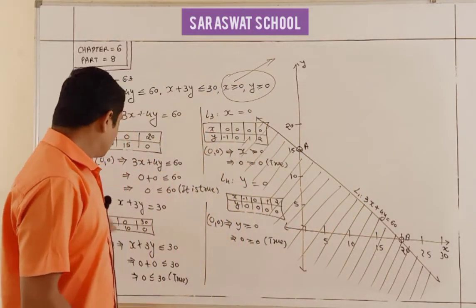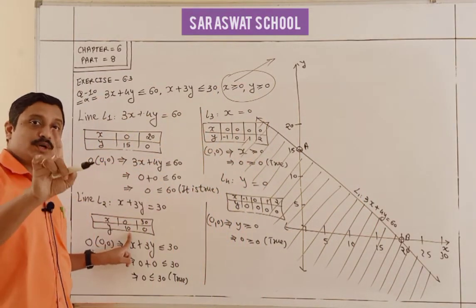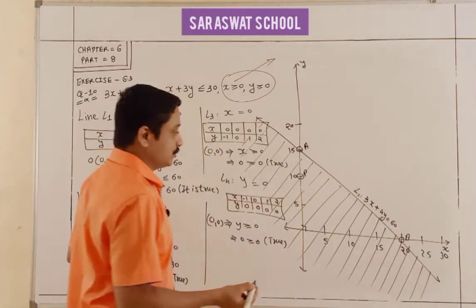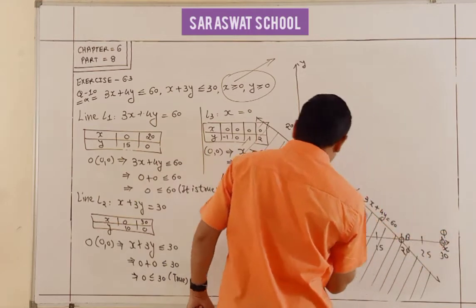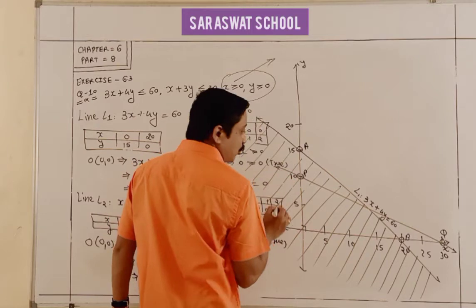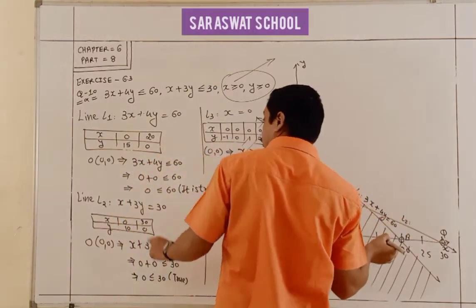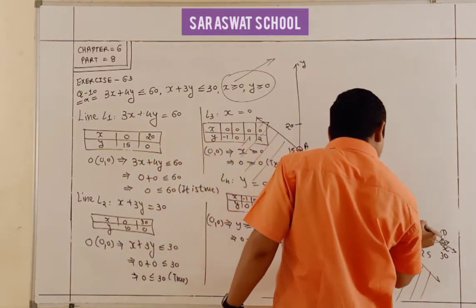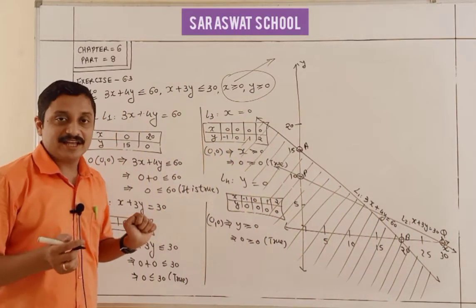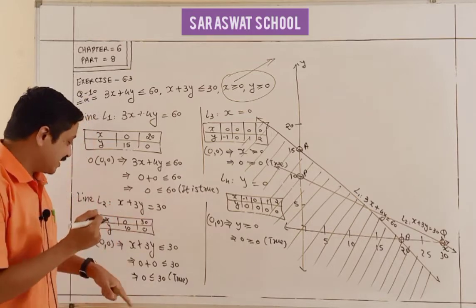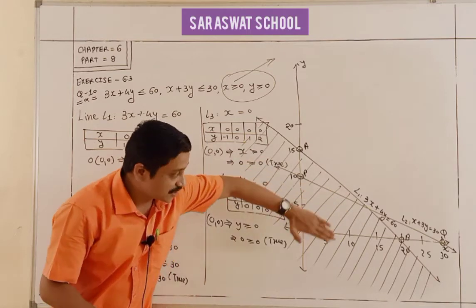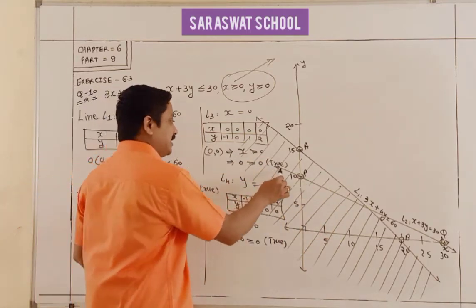Now I start the second one. 0, 10 here. Point P, 30, 0 here, point Q. And both are connected by a line. Here, students, your second line is here, and my equation is x plus 3y is equal to 30. Now, students, what is the shaded part? Passing through the origin means this side you are shading. The origin side is your shaded portion.